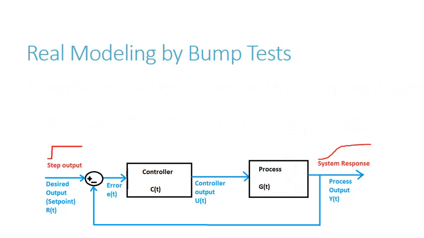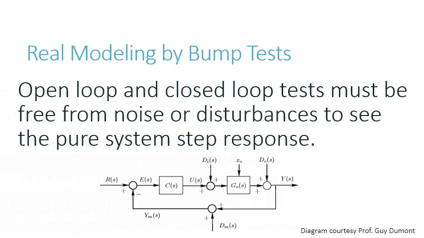An important consideration when you're doing open or closed loop testing is that you want your test to be free from noise or disturbances. You want the pure response of the plant to your step input that you're putting either on the controller or here on the set point. You don't want this input disturbance. This could be like something shaking your plant, shaking your pipe. You don't want this output disturbance either. This could be something shaking. And here's some high frequency noise. You don't want any of these things interfering with your results.